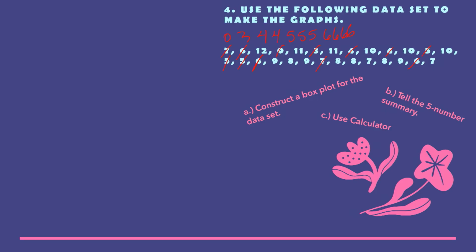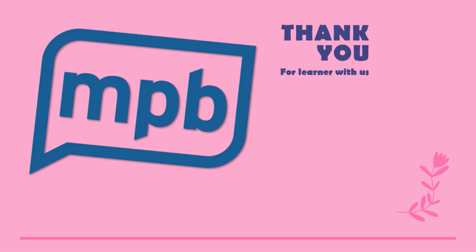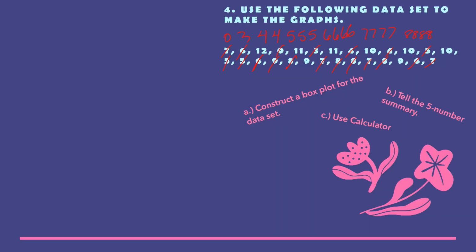So we have 4 7s. Let's look at 8s. Do you see any 8s? Yep, there's 4 8s. Let's look at 9s. There's 3 9s. What about 10s? Do you see another 10? There's 3 10s. 11, I see 1. And then I see 12.